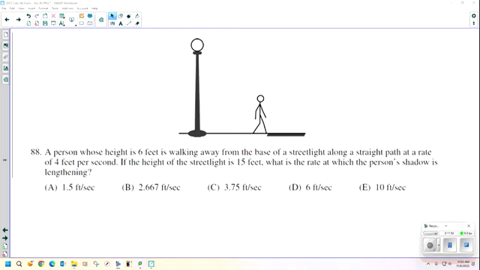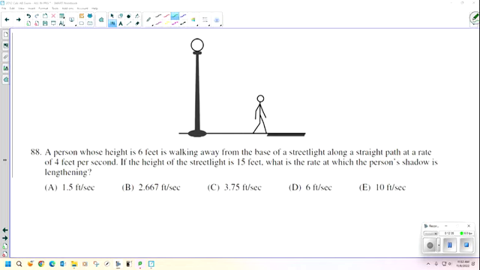And speaking of walks, a person whose height is 6 feet is walking away from the base of a street light along a straight path at a rate of 4 feet per second. If the height of the street light is 15 feet, what is the rate at which the person's shadow is lengthening? Okay.